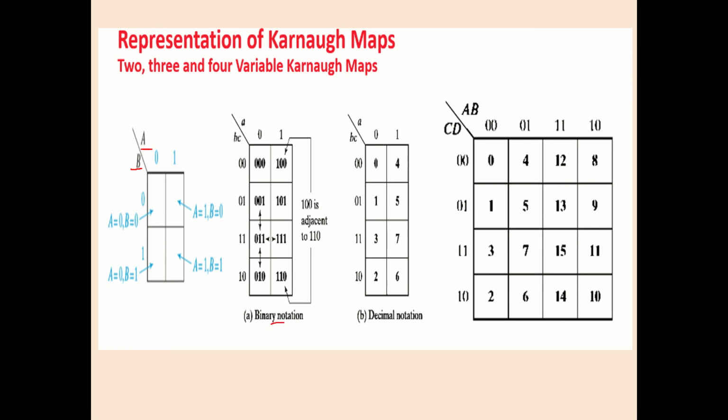Then this is the 3 variable K-map presentation. This is binary notation and this is decimal notation. So here as 3 variables we can use A, B and C, so it is called a 3 variable K-map. Then in the 4 variable K-map we can represent 4 variables as A, B, C, D. So here in the 4 variable K-map we will have a total of 16 cells.